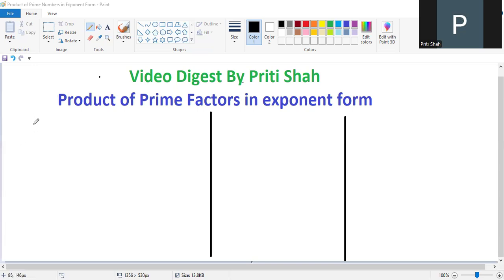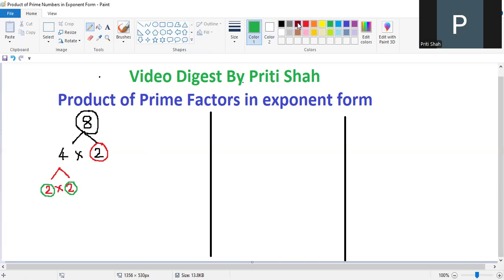Suppose the number is 8. So what are the factors of 8? I will just write down the factors of 8. So 4 times 2 is 8. Now I will mark this 2 with a circle because 2 is a prime number. Now again, 4 can be further divided into 2 times 2. And now we will again circle the prime numbers.